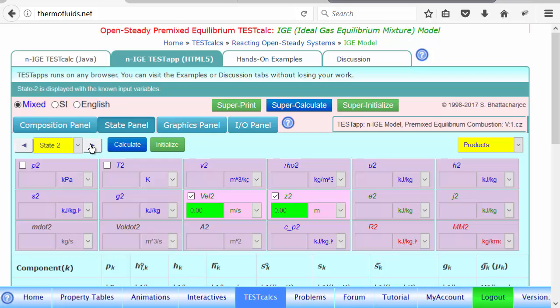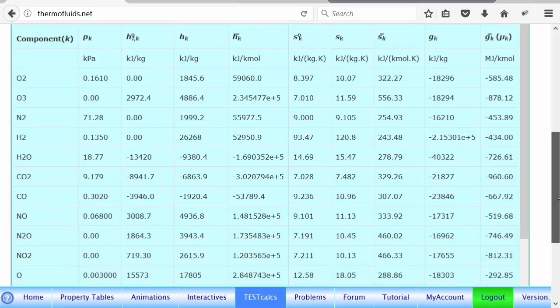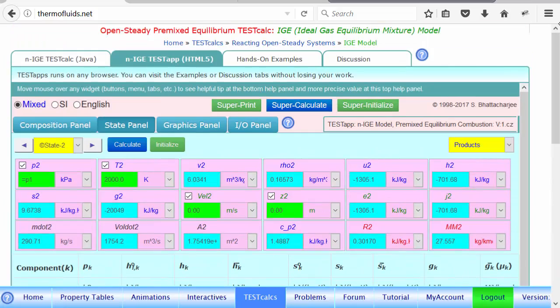Let's say we just assume a temperature. Let's say pressure is the same, equals P1, and temperature is, let's say, 2000 Kelvin. All right, so we calculate the state based on 2000 Kelvin. And you will notice the information for each species of the products is found, the amounts are found.